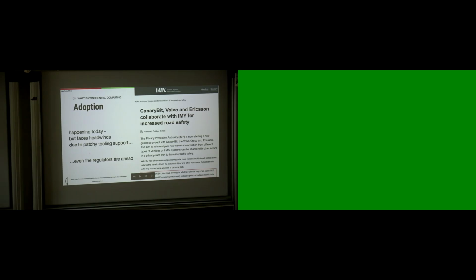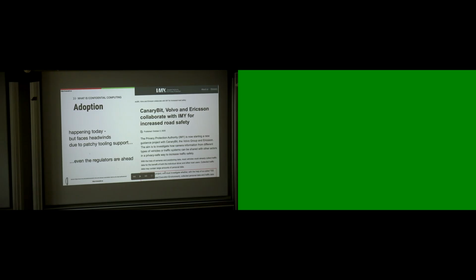where the Swedish Personal Data Protection Authority has a regulatory sandbox where companies can apply to evaluate the use of a technology from a regulatory point of view. And there, down there, I highlighted, the point of this is that we're doing this together with Ericsson and Volvo Trucks. Ericsson is a telecom equipment provider, and Volvo Trucks.